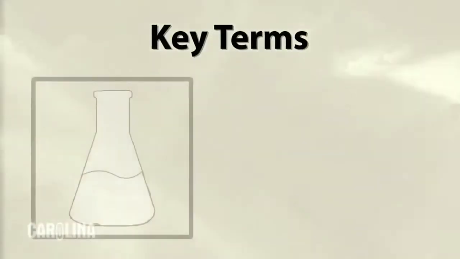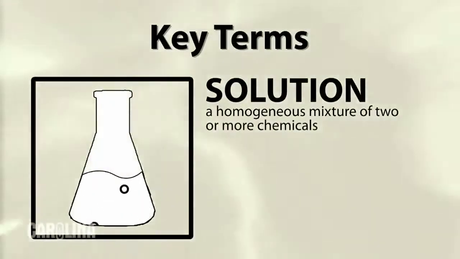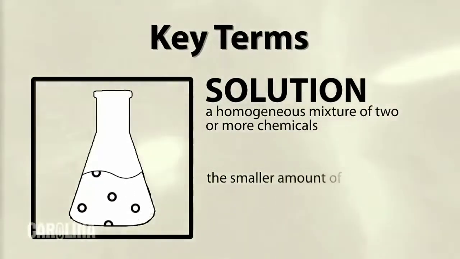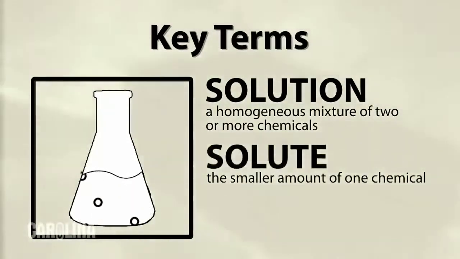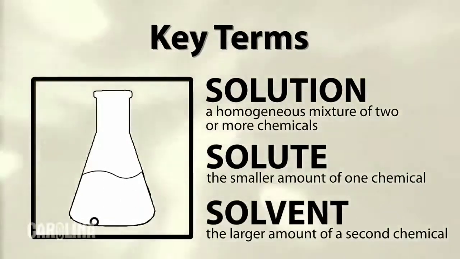One of the most important abilities at all levels of chemistry is the preparing of a solution of a specific concentration. First, we'll define some of the terms used in this process. A solution is a homogeneous mixture of two or more chemicals. For the simplest solution, a smaller amount of one chemical, called the solute, is placed in a larger amount of a second chemical, known as the solvent.